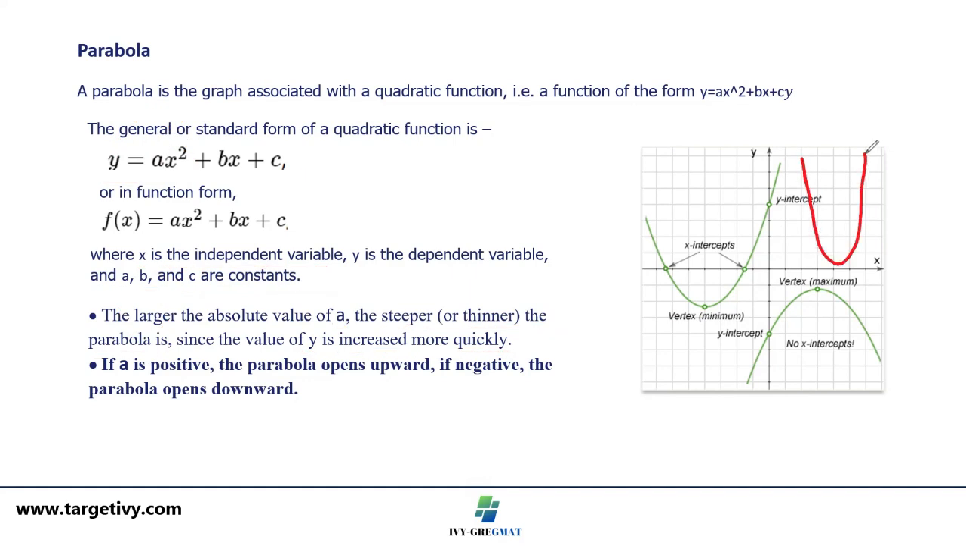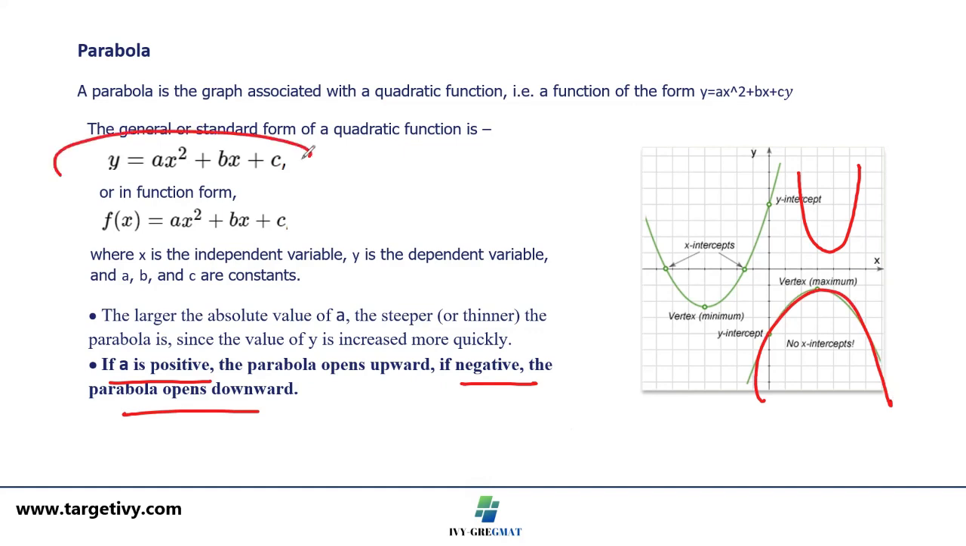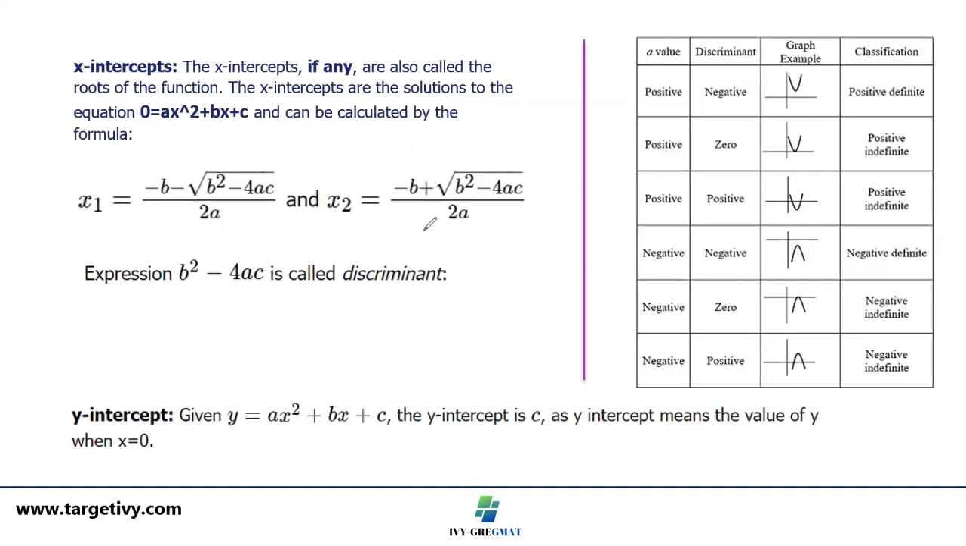If a is positive, the parabola opens upward like this. If a is negative, the parabola opens downwards. So if I plot this with a positive a, it will become like this. If I plot this with a negative a, the parabola will be like this. Let's look at this part. That will make it easier.